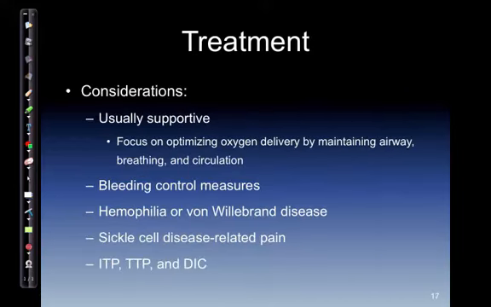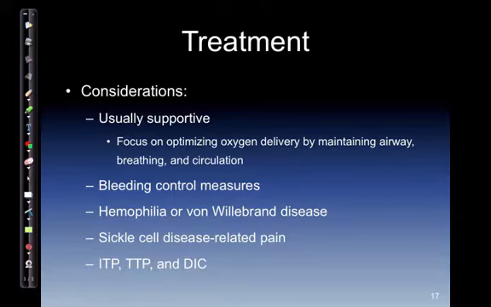In treatment, considerations are usually supportive, focusing on optimizing oxygen and delivering by maintaining airway, breathing, and circulatory measures, and then any bleeding control measures that may be indicated. Hemophilia or von Willebrand's disease, often the patient is treated either with cryoprecipitate or fresh frozen plasma. Sickle cell disease-related pain, treated with oxygen, fluids, and analgesia. Various diseases here that we're going to talk about.